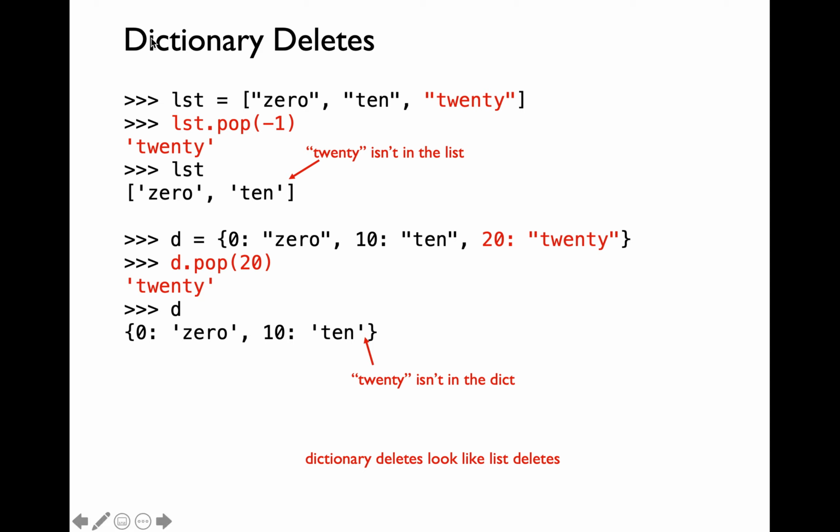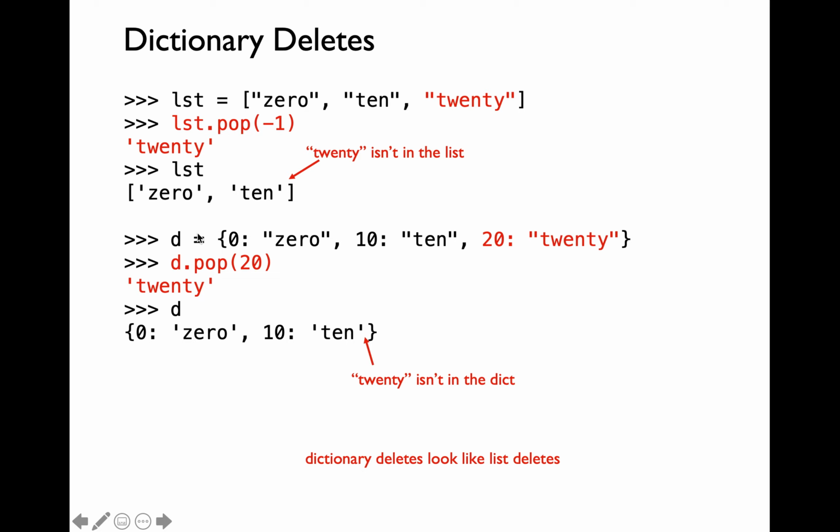Let's go through the deletion operation with a list and a dictionary. Recall that you can use the pop method to delete a specific value associated with a certain index position. The pop method call takes the index position as argument and it's going to remove that particular value from the list and it will also return that value. So when you say lst.pop of -1, that's going to remove the item which is at the last index position and it's going to return string 20.